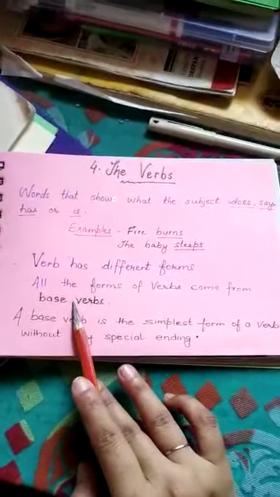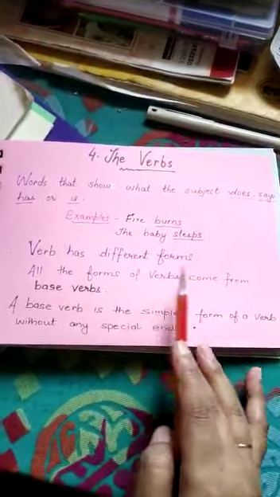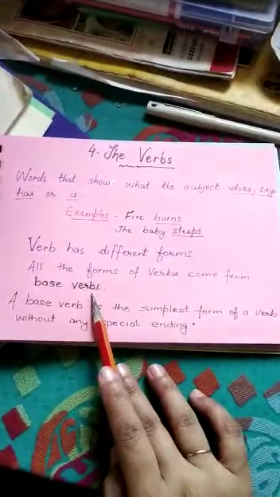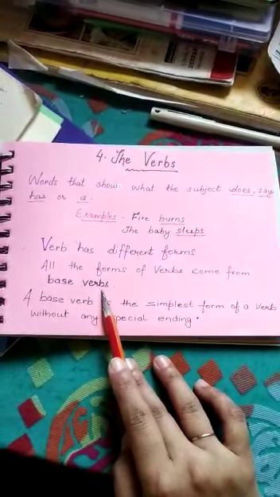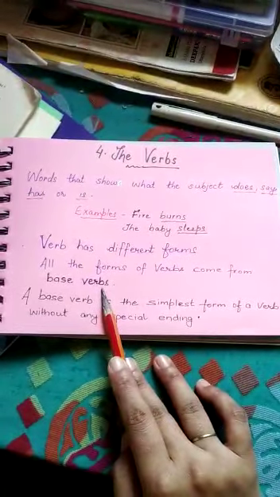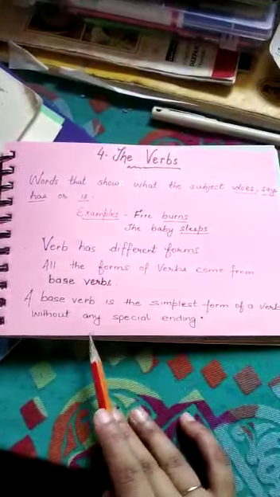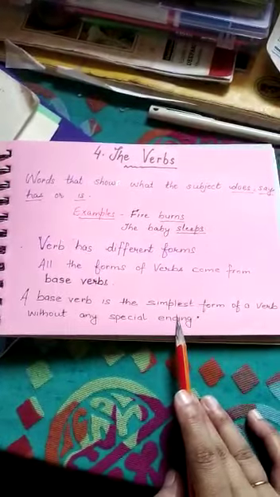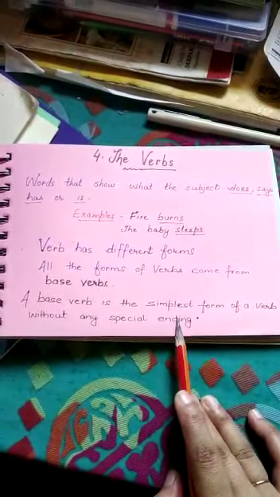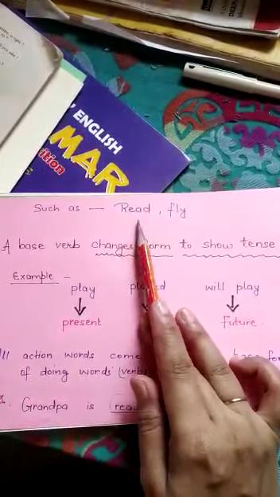And if we are talking about the base verbs, it is verb has different form, and all the forms of verbs come from the base verb. When we use the verb in a sentence, we use the verbs in different forms, and all that forms of verb comes from the base verb. So a base verb is a simplest form of verb without any special ending. Base verb is not having any special ending. It is just a simple form of verb. So example, if we look at the example, we find example read, fly.